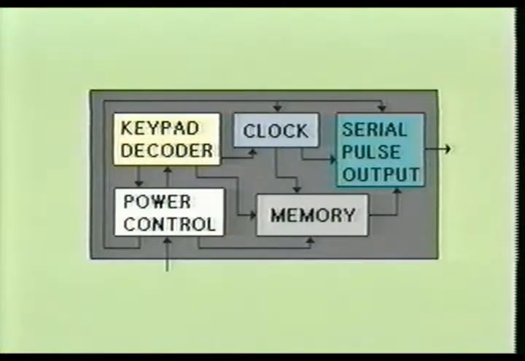Each remote control chip has a keypad decoder section, an oscillator or clock stage, a memory circuit which stores digital function codes, a serial pulse output stage, and a power control section.